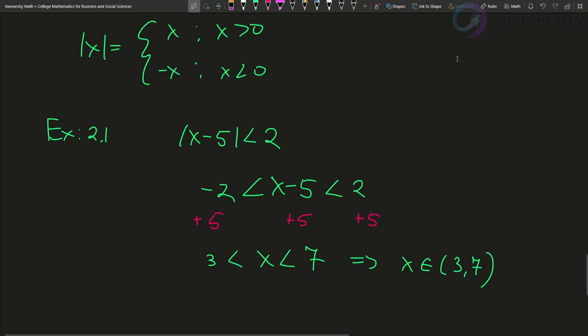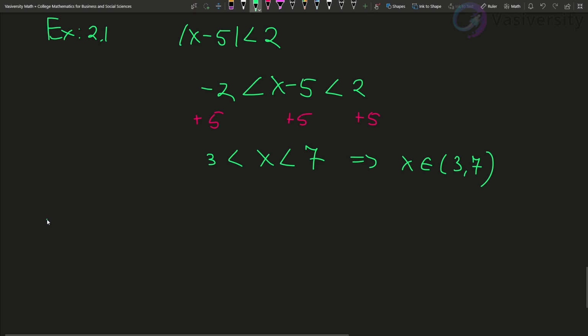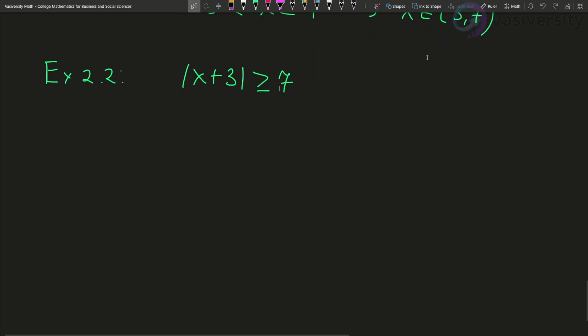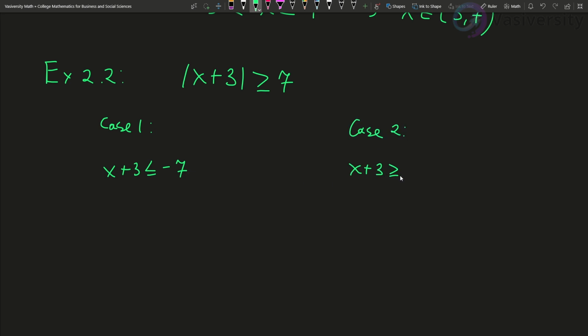Okay, now how about the following example? Example 2.2. We have absolute value of x plus 3 is greater than or equal to 7. Now we have greater or equal, so now we can have two cases. Case 1 is when x plus 3 is less than or equal to negative 7. Or case 2, when x plus 3 is greater than or equal to 7. Here is an important note: we have changed the sign. When we flipped it to negative, we changed the sign of the inequality to the opposite. So we had greater or equal, now it became less than or equal.